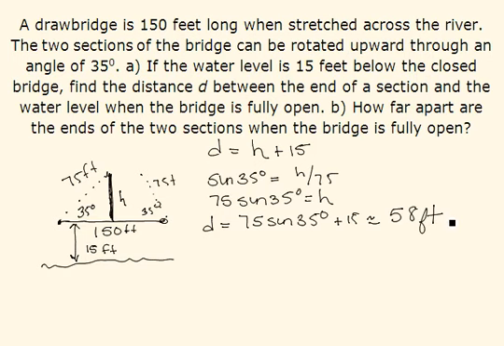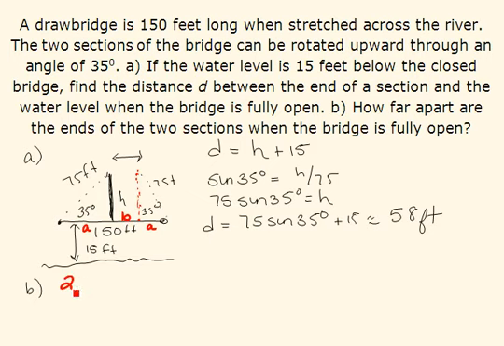We are now ready to solve Part B. Part B wants to know how far apart the two ends are when the bridge is fully opened. Again, we can create these two right triangles that are congruent. We have two pieces of equal length, A, and then our middle piece, which we will call B. Our problem is asking us to find B.